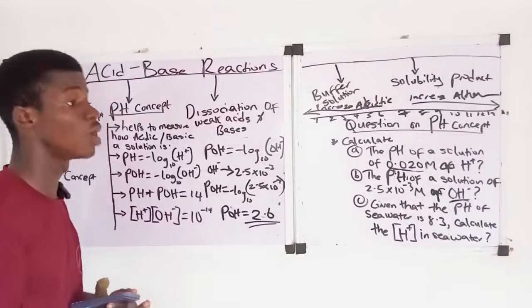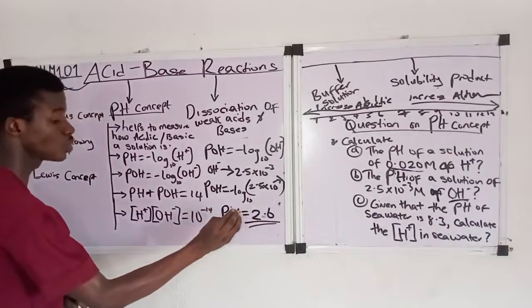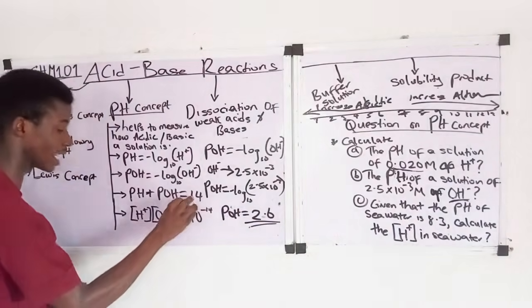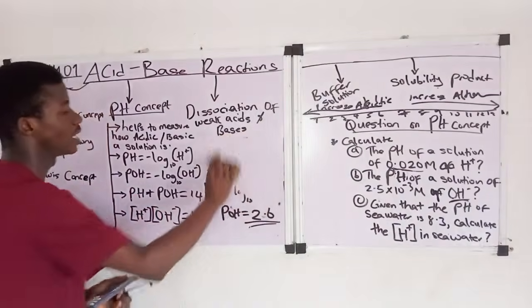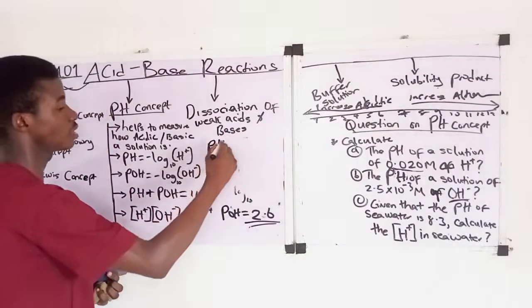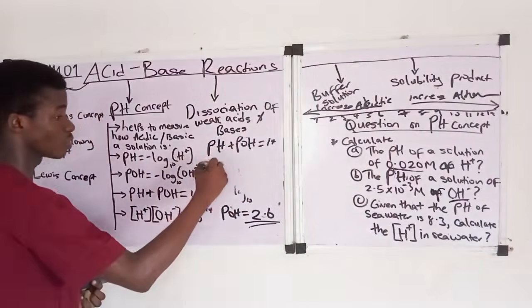What are we looking for? We're looking for pH. We have gotten our pOH, so we need to subtract this pOH from 14 to get our pH. We use the third formula: pH plus pOH equals 14. Our pH is what we are looking for.